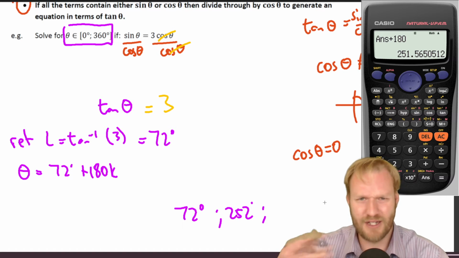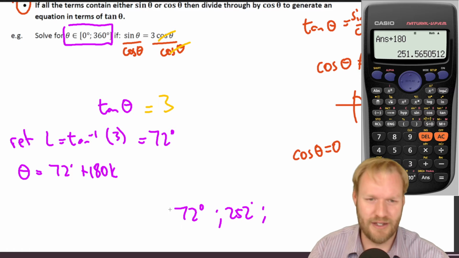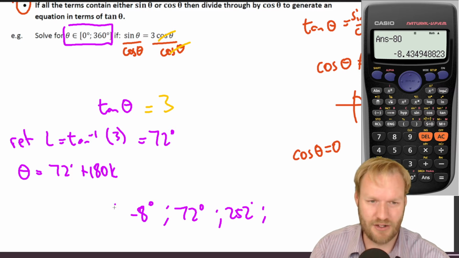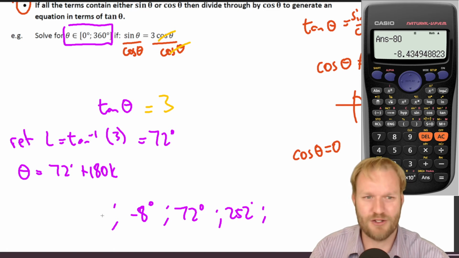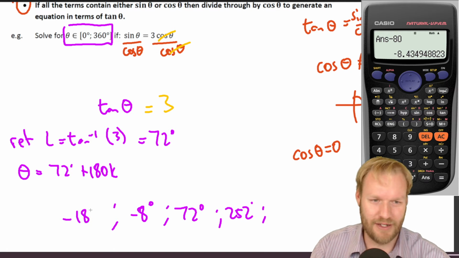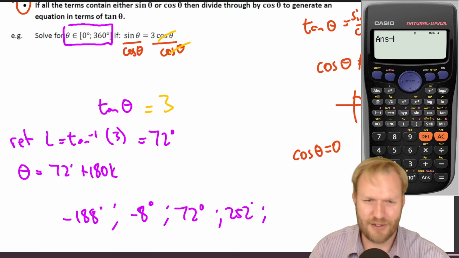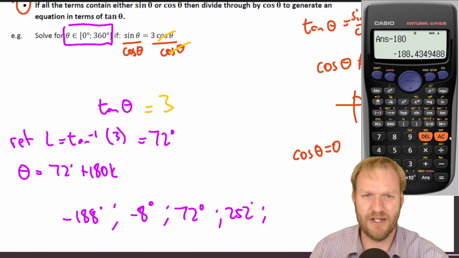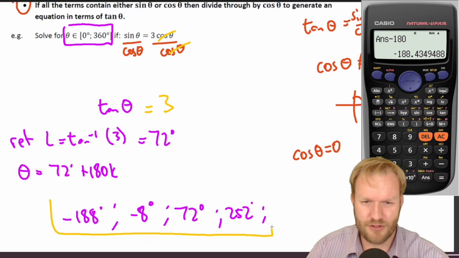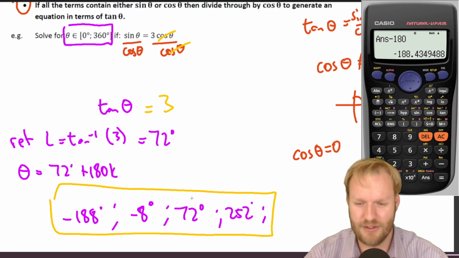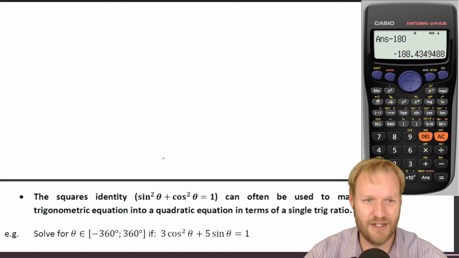Now, if I add 180 again, I've clearly gone too far over here. So we can do the same thing backwards. Minus 180 gets us minus 8 degrees. And then if we subtract 180 from there, minus 8 minus 180 equals minus 188. And if we subtract 180 from there, clearly we're going to have gone too far. So there are 4 solutions, and that's how I do that one. Okay, onwards, upwards to the next one.